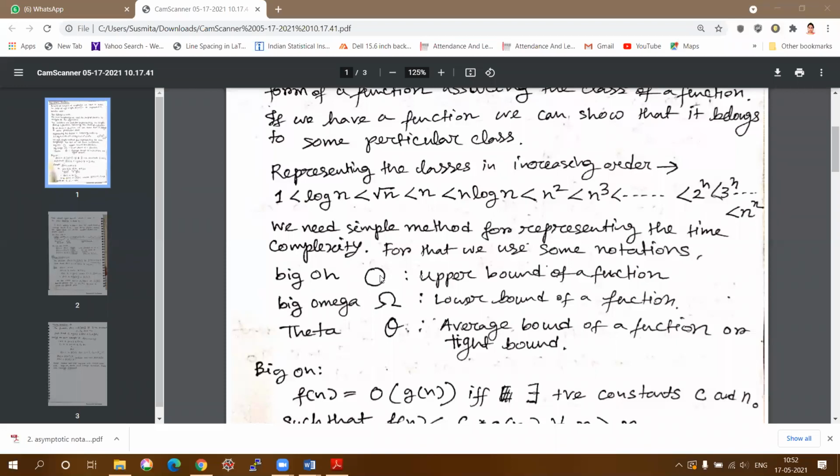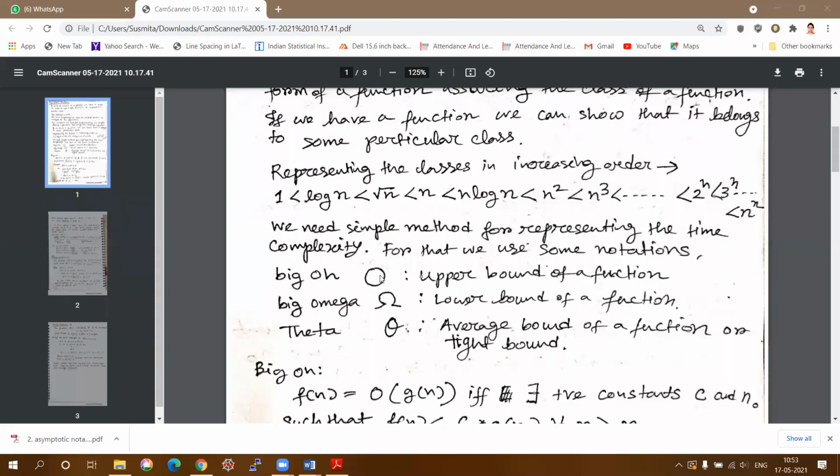But what happens in the present scenario is that it is not always possible to represent a function with its exact value. In that case, we take the help of big O notation or big omega notation. In the maximum cases, we take the help of big O notation, because if any function is represented by its upper bound, then we can figure out the maximum cost. Then the complexity is represented by the maximum bound.